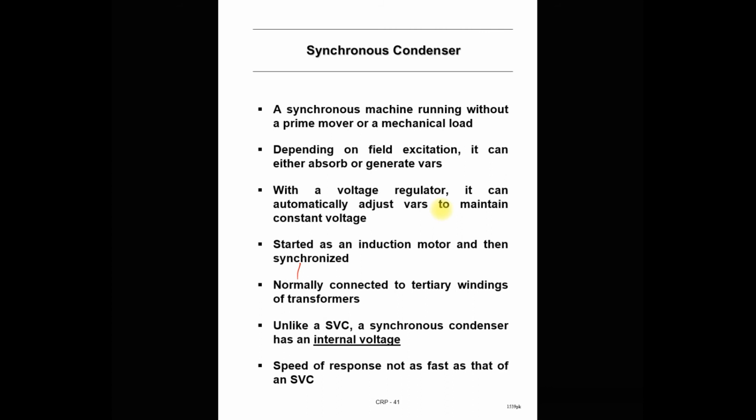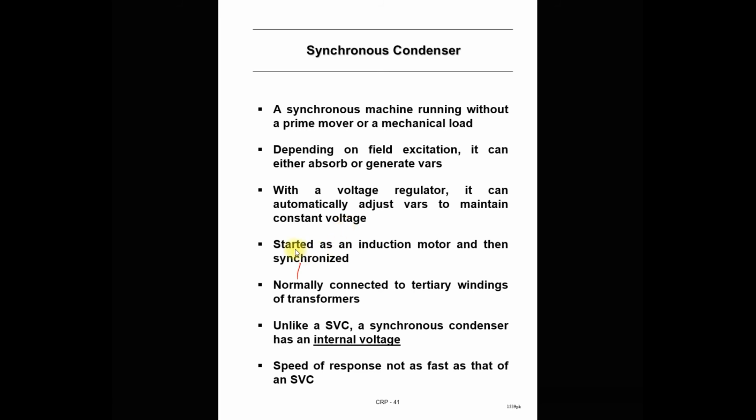They are connected with the line, so they provide a fixed amount of reactive power, or they absorb a fixed amount of reactive power. That's why it is called passive compensation. But the synchronous condenser automatically adjusts the reactive power based on the requirement to maintain constant voltage at the line. That's why it is called active compensation.